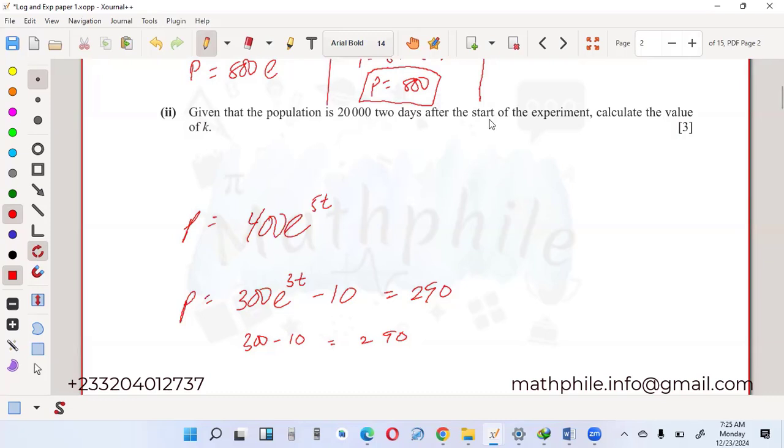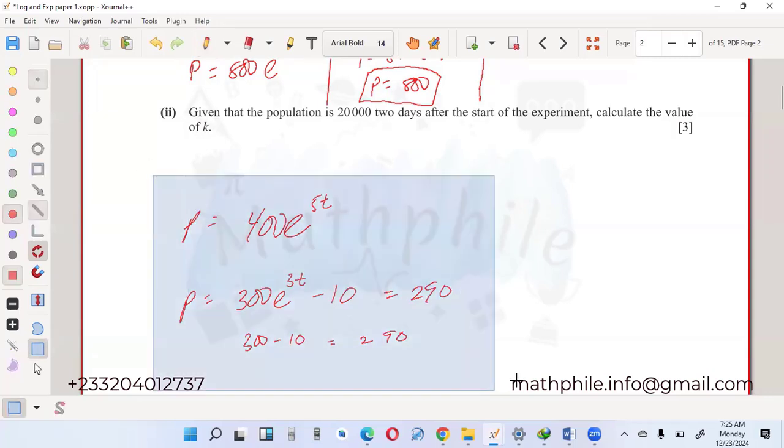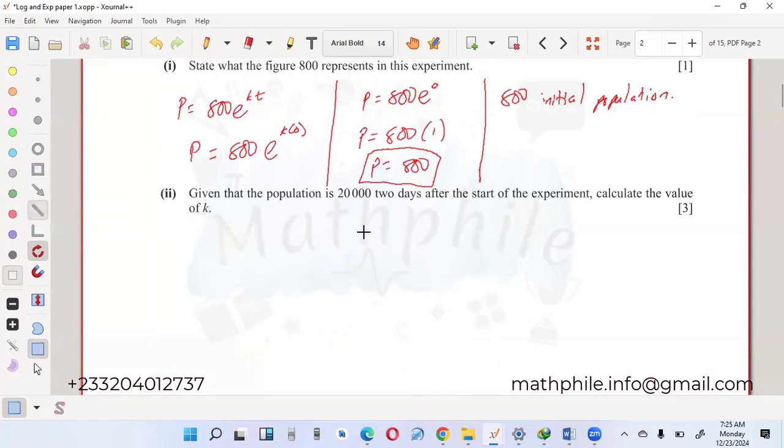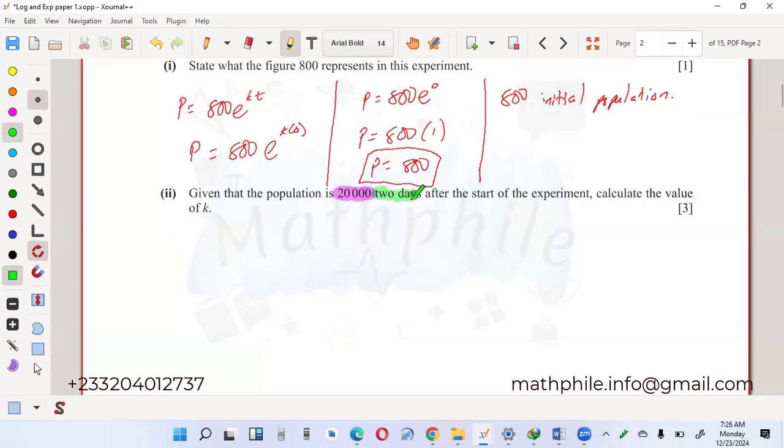So we're told that given that the population is 20,000 2 days after the start of the experiment, calculate the value of k. So we're given a condition where the population was given to be 20,000, and we're given the time, the time was 2 days. Is it okay for this thing?